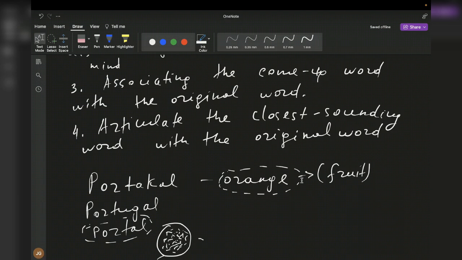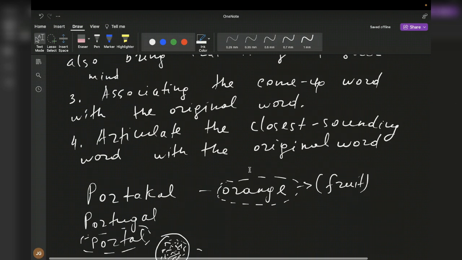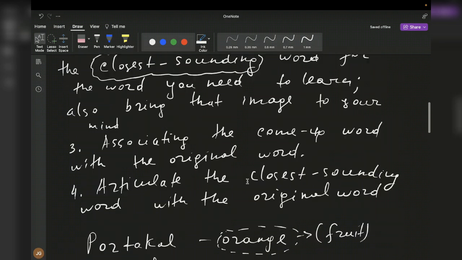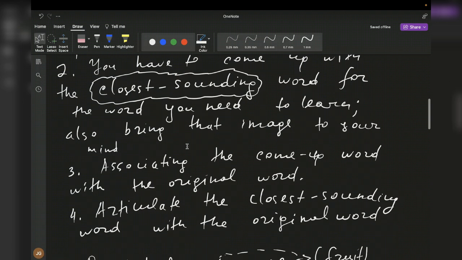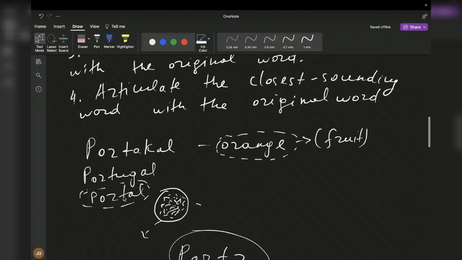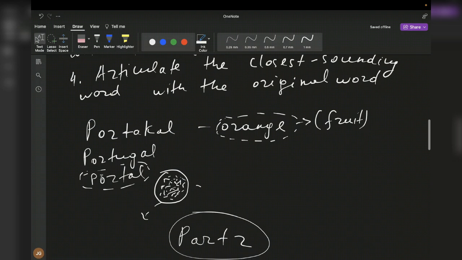Okay, so I hope you brought it to your mind. That was the first step, bringing the image of the definition. Second step, what is it? You have to come up with the closest sounding word for the word you need to learn. So what are the closest sounding words to the word portakal? It might be Portugal, it might be portal. I would choose portal in this case. You have to bring this image to your mind as well.